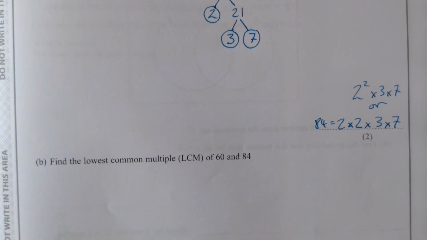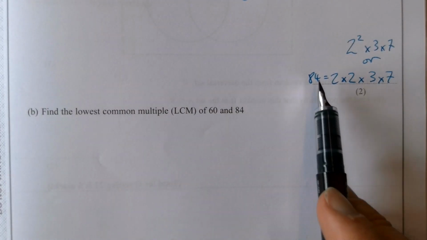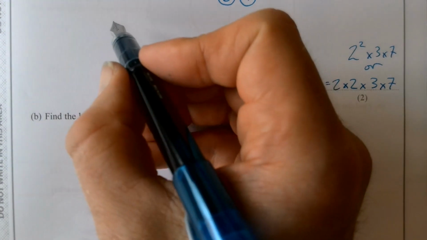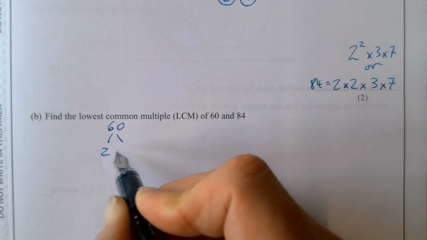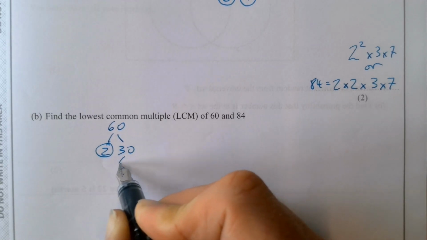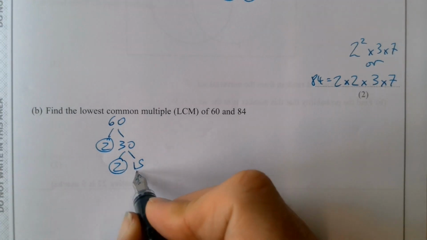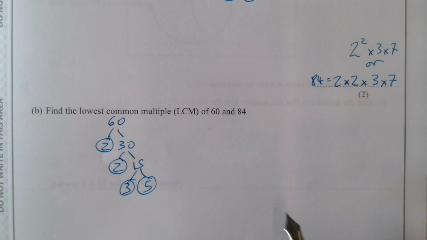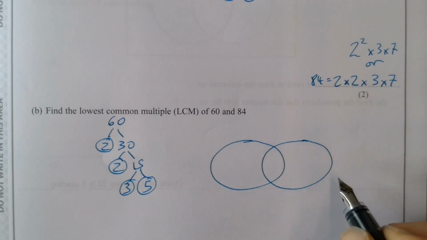Now they want the lowest common multiple of 60 and 84. We've done part of this work for 84. There's a bit of a hint in what's going on that we need to do the same thing for 60. So 2 times 30, 2 times 15, again ringing the 2's because they're prime, and then it's 3 times 5. And now what I'm going to do is use a Venn diagram to compare 60 with 84.